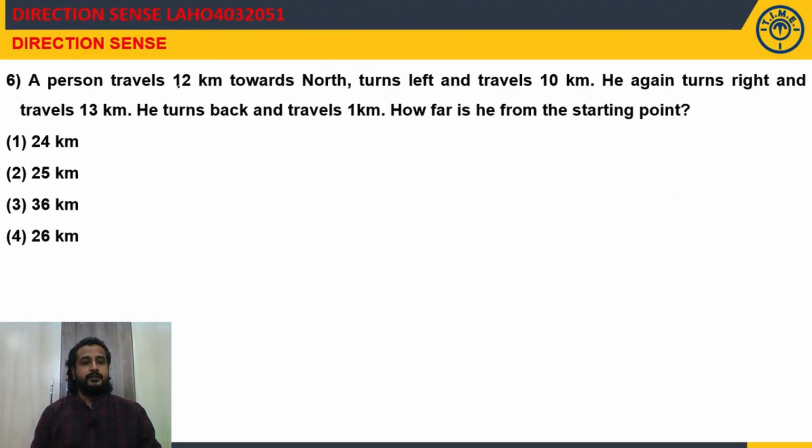A person travels 12 kilometers towards north. So from a point, 12 kilometers towards north. Then turns left. While moving north, left hand side will be west. How many kilometers? 10 kilometers. He again turns right. While moving towards west, the right hand side will be north. How many kilometers? 13 kilometers.